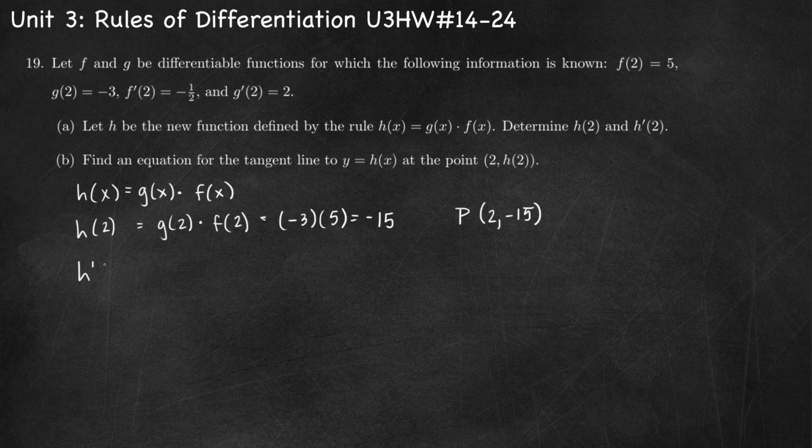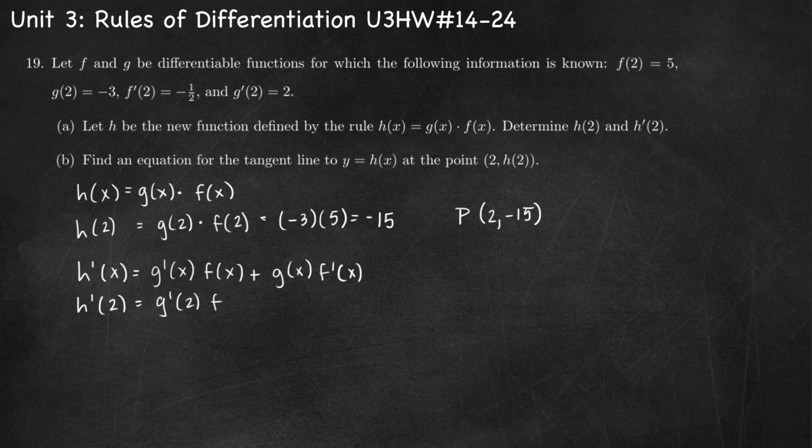Now we want to find h prime of x. Since h of x equals g times f, we're going to use the product rule to evaluate the derivative. So derivative of the product is derivative of the first, so g prime of x, times the second, f of x, plus the first, g of x, times the derivative of the second, f prime of x. And now to find h prime of 2, we substitute 2 in for x. So I want g prime of 2 times f of 2 plus g of 2 times f prime of 2.